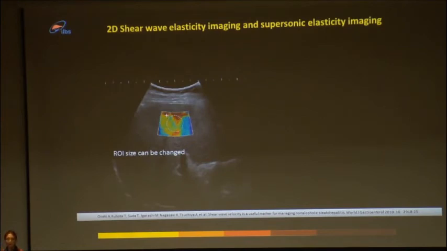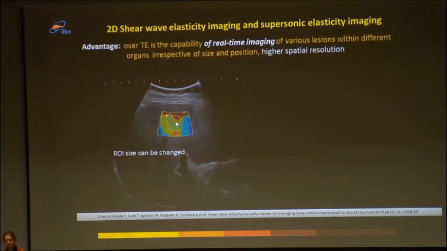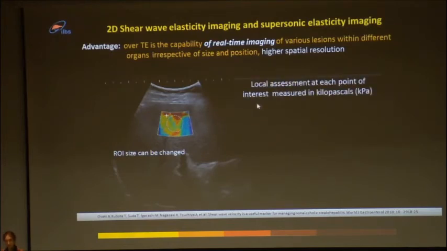In 2D shear wave, which is what we have on the first floor, ROI size can be changed. So you get an elastography map, and then the operator decides where to put in the ROI, and then you get measurements from this ROI. Again, you have to take multiple values. It's real-time imaging. You can get the map and see the color coding, and then decide where is the uniform coding, and you can put in the ROI there. It gives a higher spatial resolution.